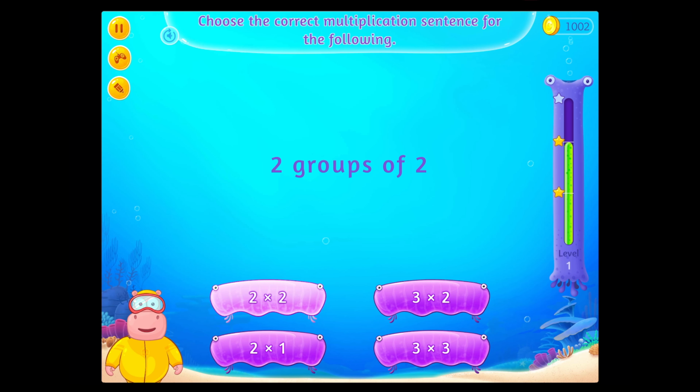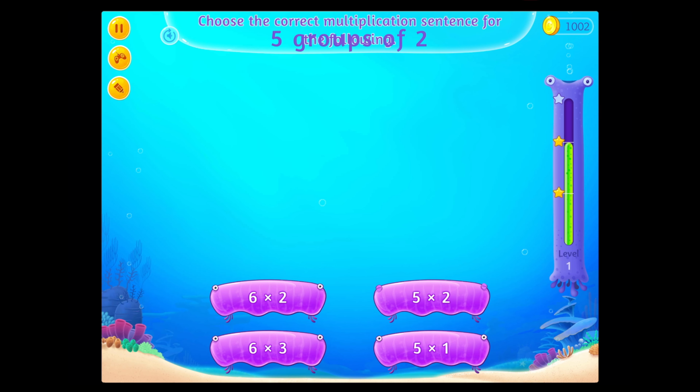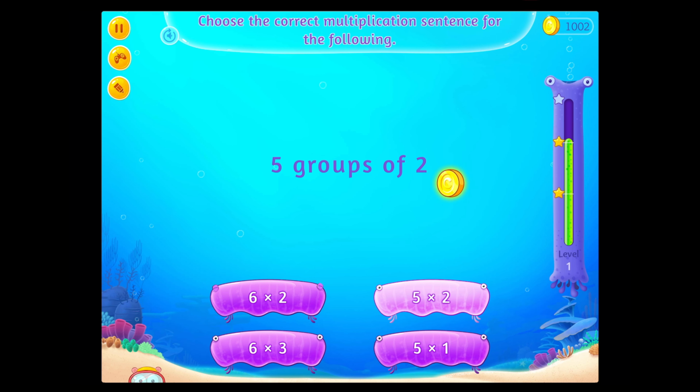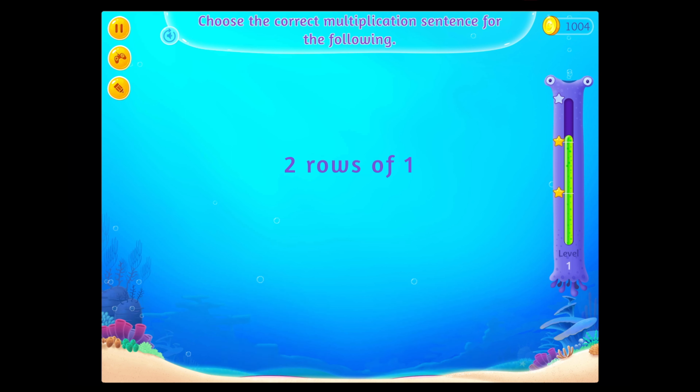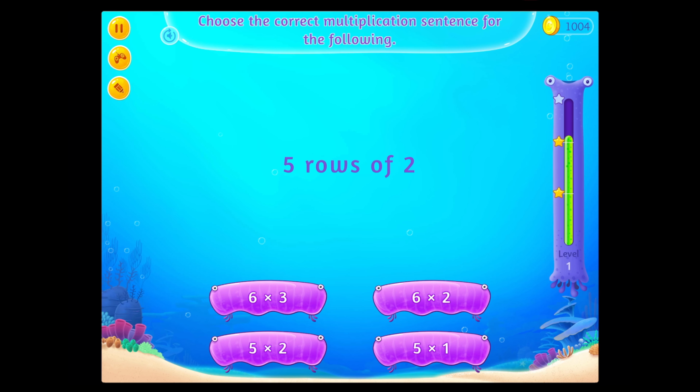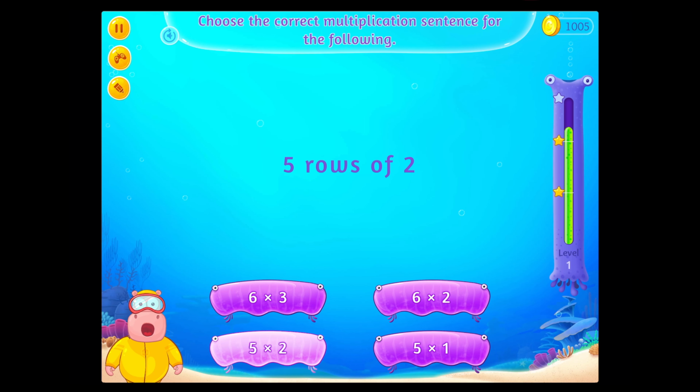That's right! Choose the correct multiplication sentence for the following. You rock! Choose the correct multiplication sentence for the following. Correct! Choose the correct multiplication sentence for the following. Fabulous!